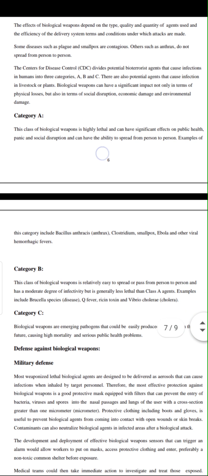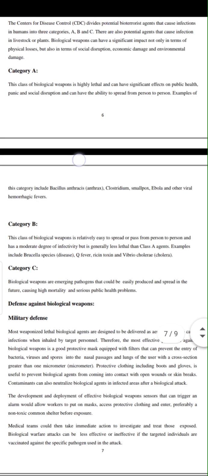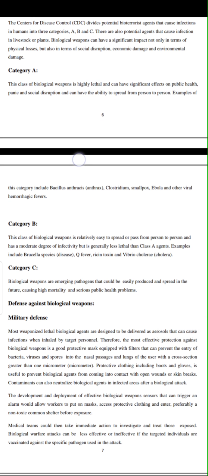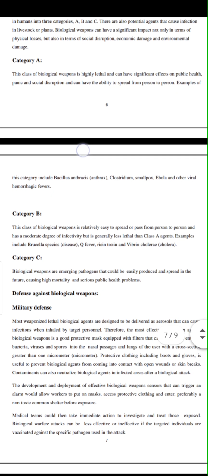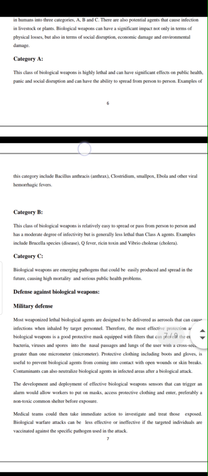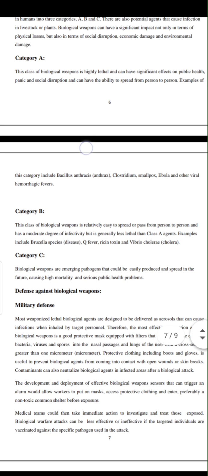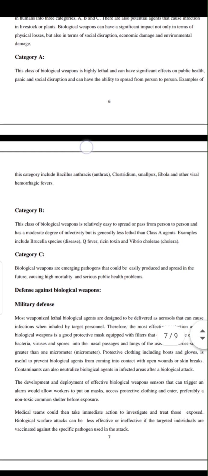First comes category A. This class of biological weapons is highly lethal, and it has significant effects on public health. Examples of this category include Bacillus anthracis, which is also known as anthrax, Clostridium, smallpox, Ebola, and other viral hemorrhagic fevers. They cause different effects on public health. They cause high panic and social disruption, and they have the ability to spread from person to person.